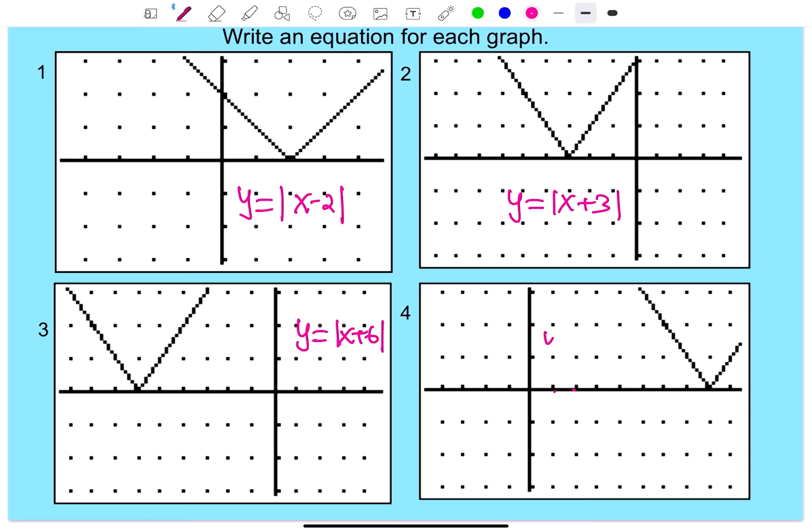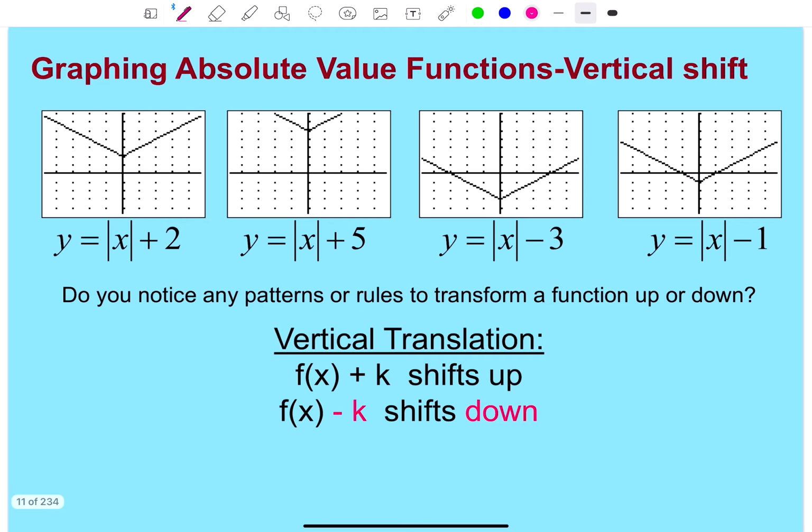And the last one is shifted to the right, so x minus 8. I'm going to talk about a few vertical shifts.